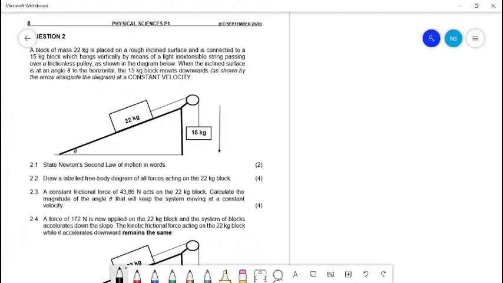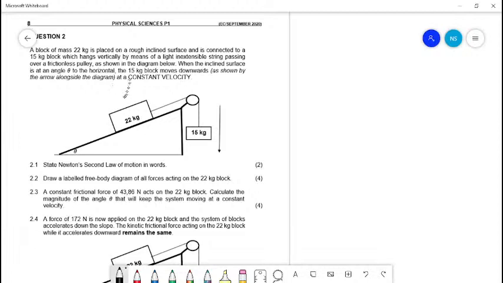When the inclined surface is at an angle of theta to the horizontal, the 15 kg block moves downwards as shown by the arrow alongside the diagram at a constant velocity. So after reading your description statement, you need to go to the statement and check if there are important words that the examiner gave you. You need to check if there's something that's going to assist you to answer the question.